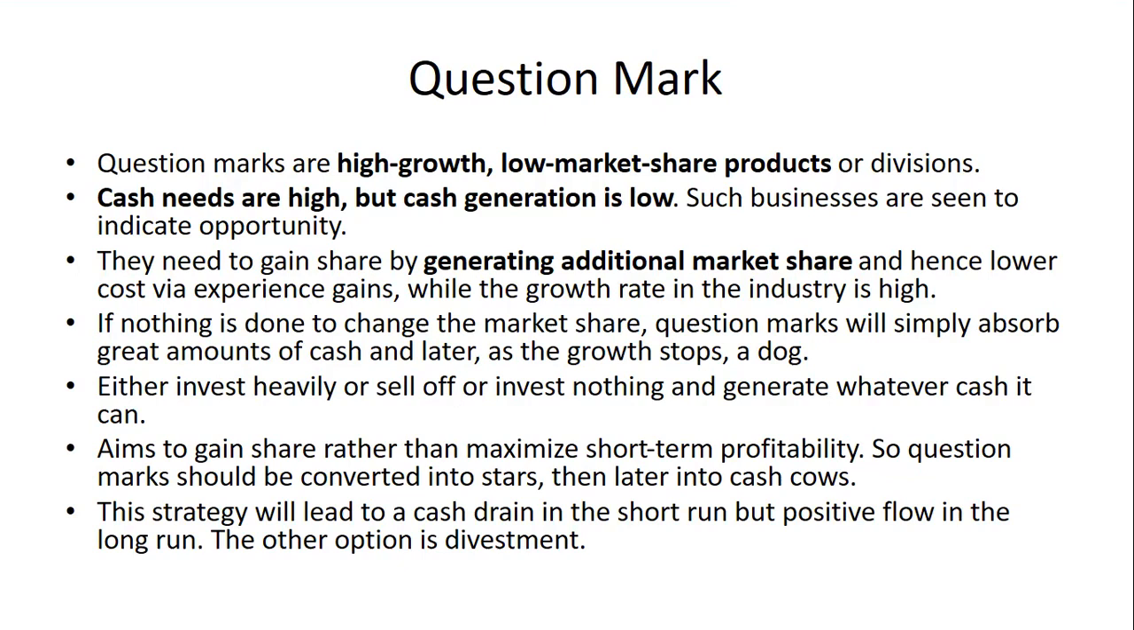And yes, if nothing is done to change the market share, question marks will simply absorb a great amount of cash, and as the growth stops, they turn into a dog. The options are investing heavily, or selling off, or investing nothing and taking whatever cash it can generate. This is the best solution for this particular situation. It aims to gain share rather than to maximize short term profitability. So the question marks should be converted into stars and then later into cash cows.